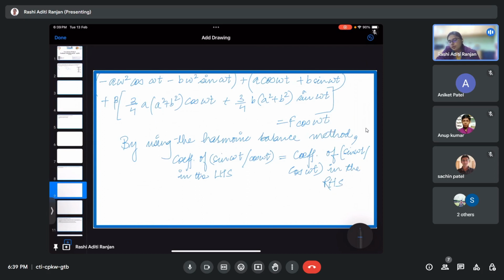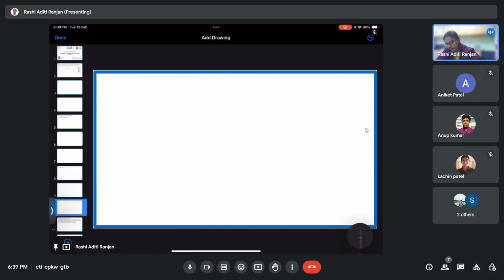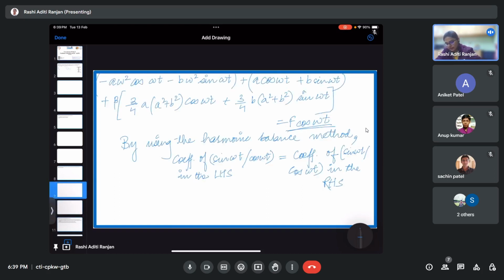Okay, so if you will see on the right hand side, we only have f cos omega t. We don't have any term of sine omega t, which means that the coefficient of sine omega t on the right hand side is equal to 0. So we'll first do that. We'll first write the sine term.